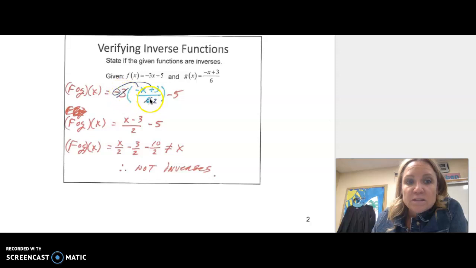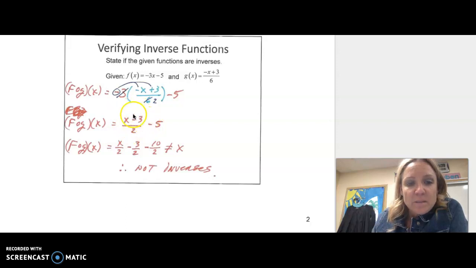All right, I'm going to reduce the 3 and the 6. 3 reduces to 1, 6 reduces to 2, and then I'm going to take that negative sign and distribute it here and here. So negative times negative x is positive x. Negative times positive 3 is negative 3. And rewrite that 2 in the denominator, minus 5.